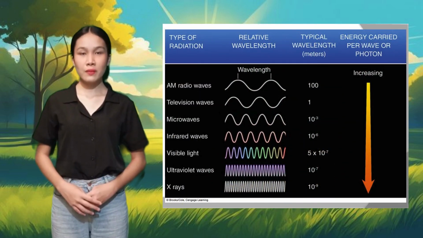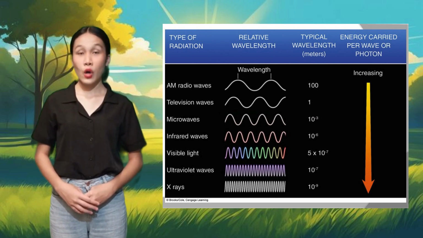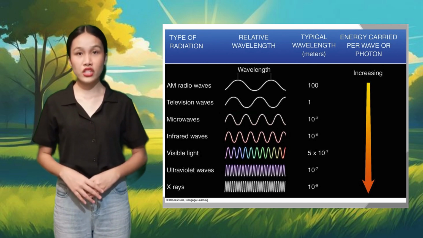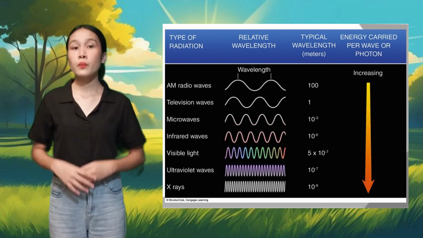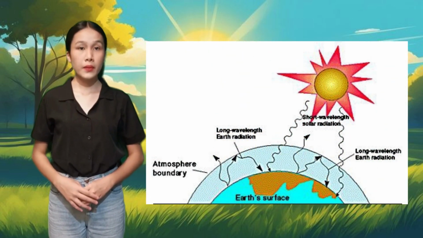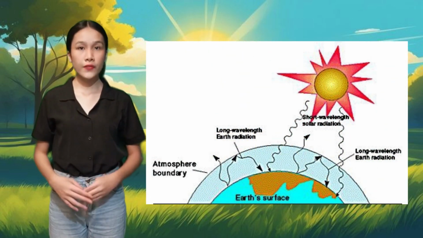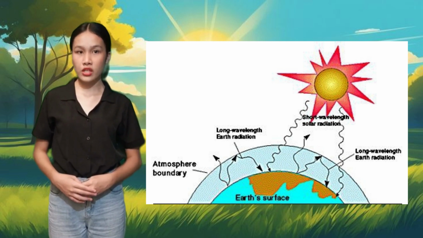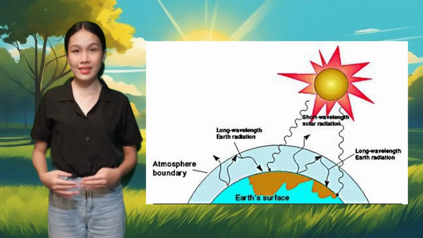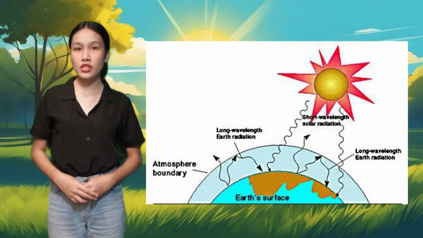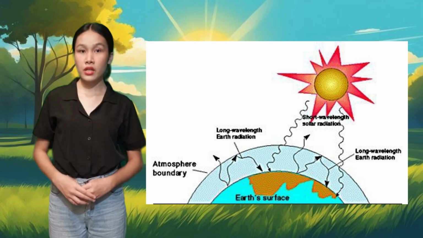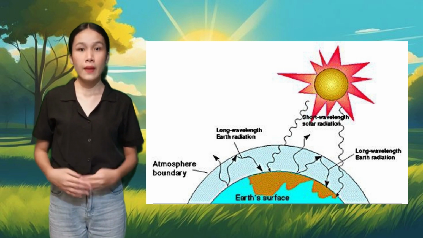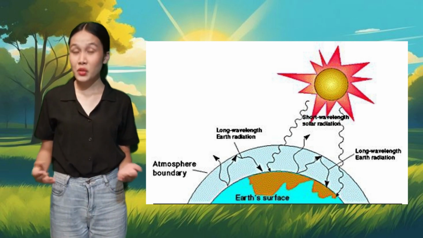Now, these electromagnetic waves come in different sizes or wavelengths. Think of it like this. The longer the wave, the less energy it carries. The shorter the wave, the more powerful it is. The sun, being a super hot ball of gas with a surface temperature of about 6,000 Kelvin, emits mostly shortwave radiation, including the visible light we see. Earth, on the other hand, is much cooler, with an average surface temperature of about 288 Kelvin, so it emits longer wavelengths, mainly in the infrared region, which we can't see.